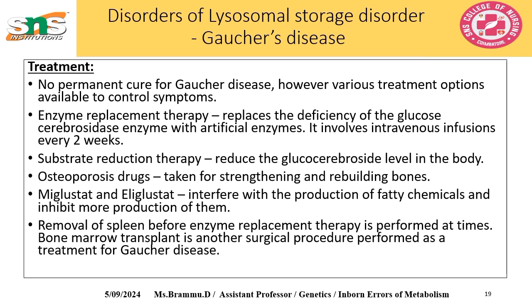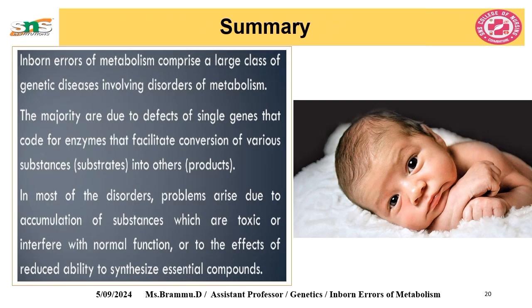There is no specific treatment for Gaucher's disease. Only symptomatic treatment can be given. Enzyme replacement therapy: the enzyme glucocerebrosidase is replaced with an artificial enzyme, and it is given as an infusion every 2 weeks. Substrate reduction therapy reduces the glucocerebroside level in the blood, and osteoporosis drugs can be given to strengthen and rebuild the bones and tissues. Other drugs of choice are miglustat and eliglustat, which interfere with the production of fatty chemicals and inhibit more production of them. Removal of the spleen may be necessary in severe cases.